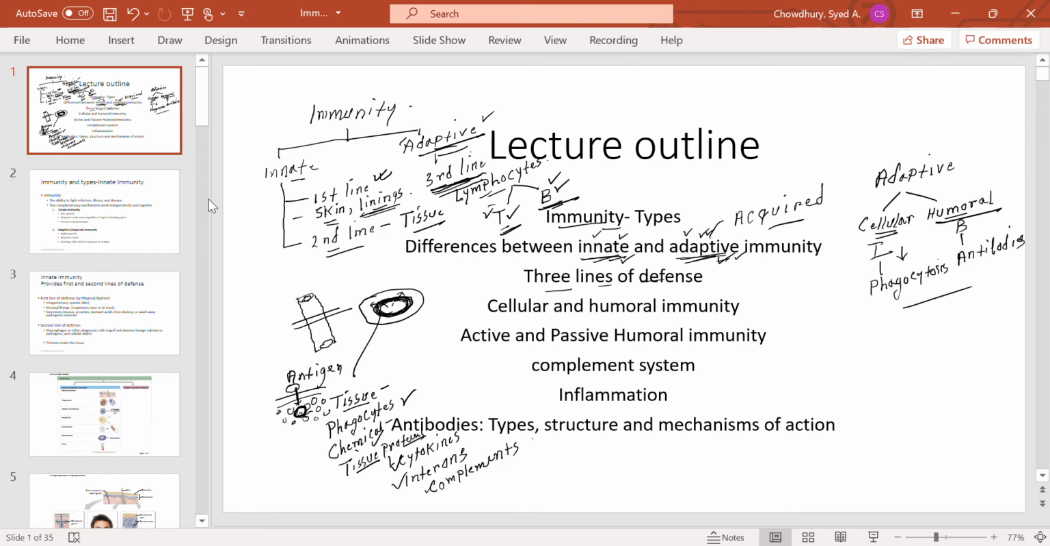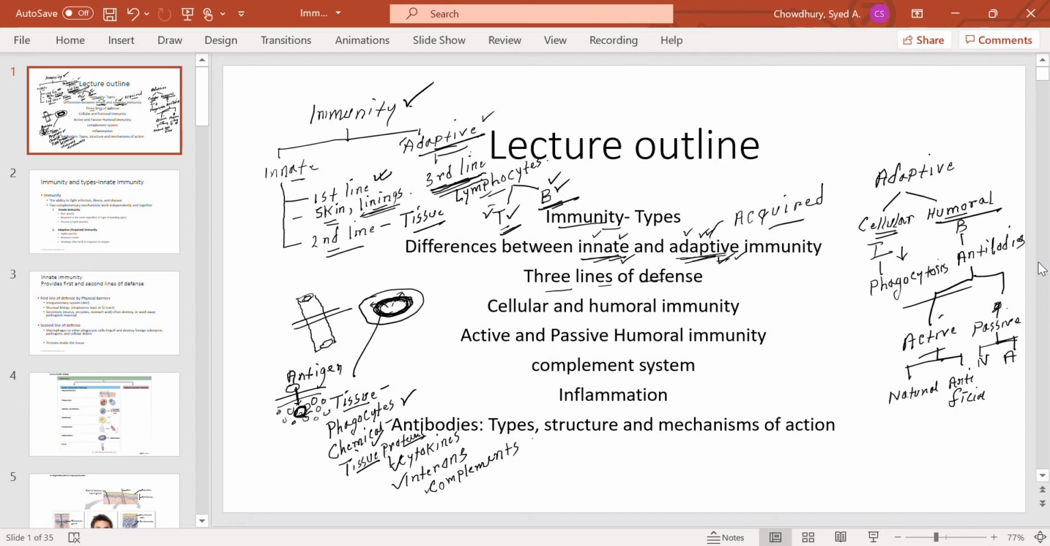Now the humoral. If we see the humoral immunity, it could be two types: active humoral and passive humoral. Okay, so two types of humoral. We'll talk about all these. And active humoral and passive humoral both could be natural and artificial. This one, passive, could be also natural and artificial. So this is the entire classification of the immunity.